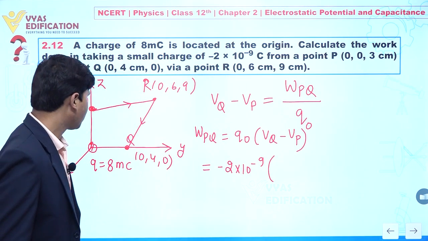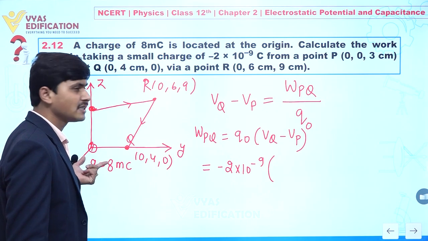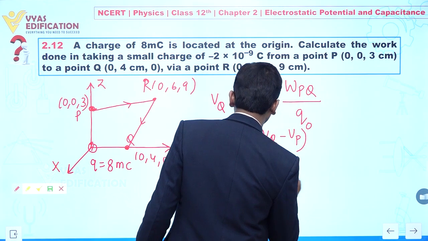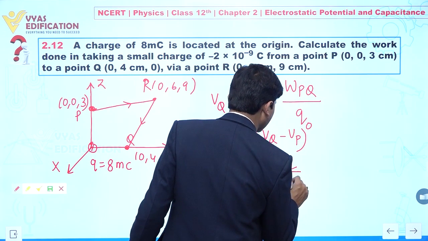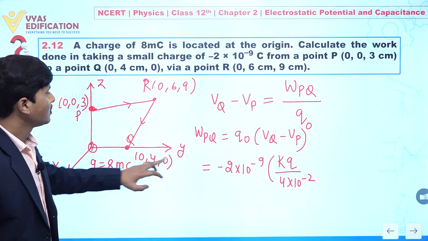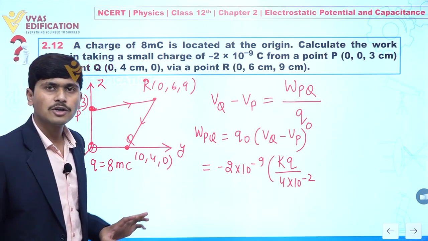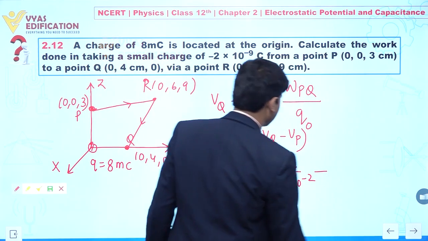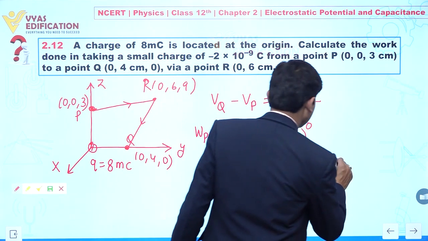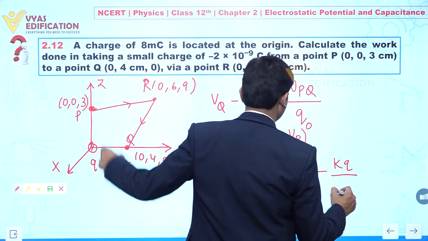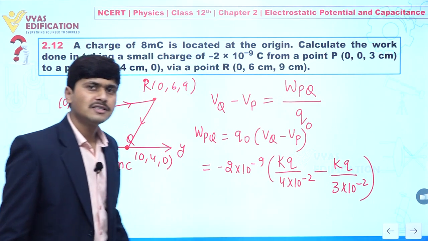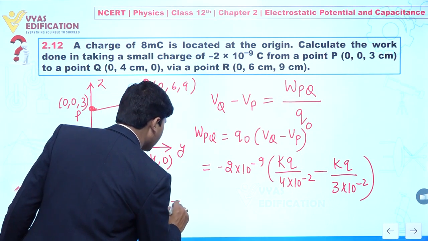Now the value of potential at Q, due to this charge, is given by KQ by R. R is given to you in centimeters, so we can write 4 into 10 to the power minus 2. Minus VP, the potential at point P, we can write like this: KQ divided by, this is 3 centimeters, so 3 into 10 to the power minus 2. Clear? Just we have to do some calculation and we will get our answer.